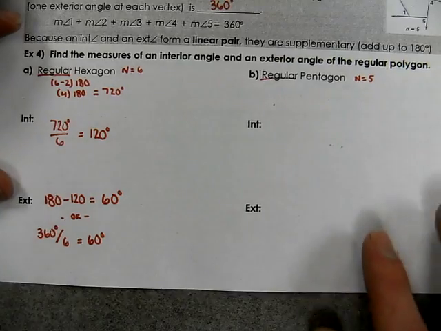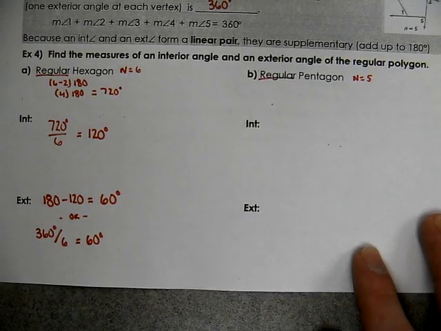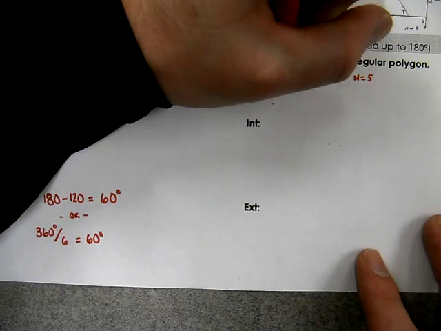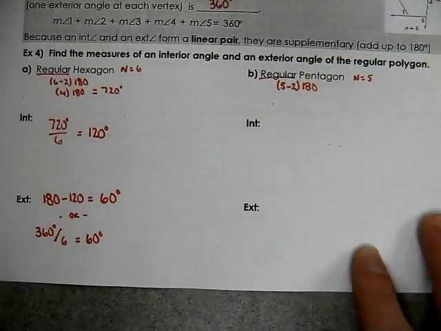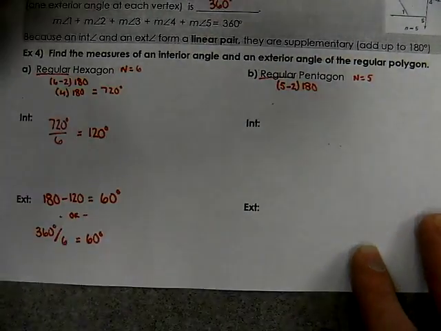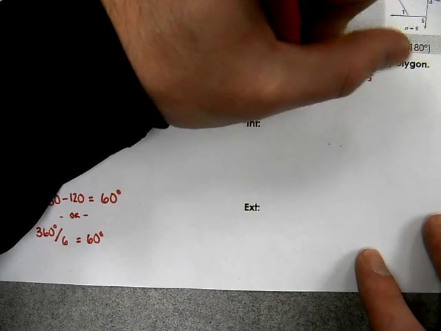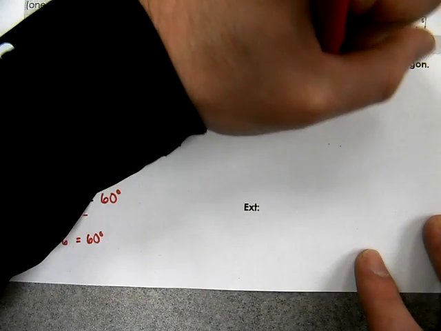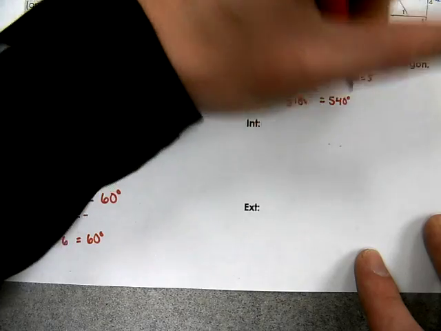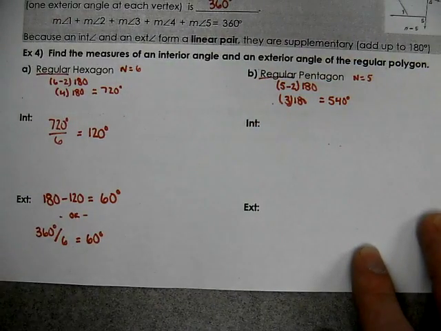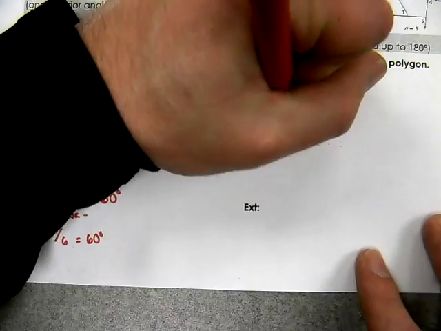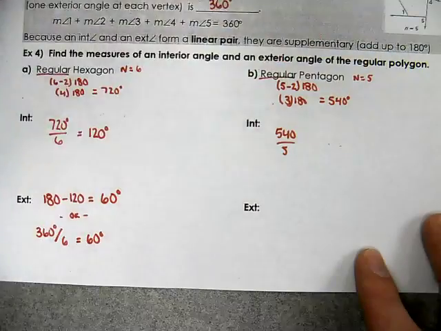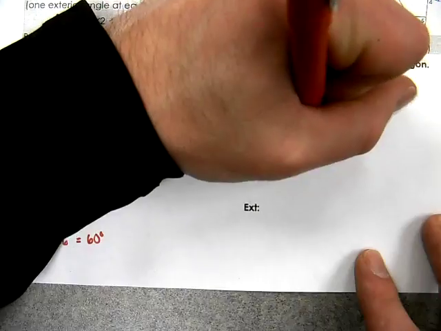Let's do the same thing we did before. Let's figure out how many total interior degrees are in that pentagon. I would take my equation, n minus 2, so 5 minus 2 times 180. Once we simplify it, we get 3 times 180, which gives us a total of 540 degrees. So 540 degrees is the sum of the interior angles of this pentagon. Again, since it's regular, we take that total and divide it 5 ways, because there are 5 angles in a pentagon. So 540 divided by 5 equals 108 degrees.